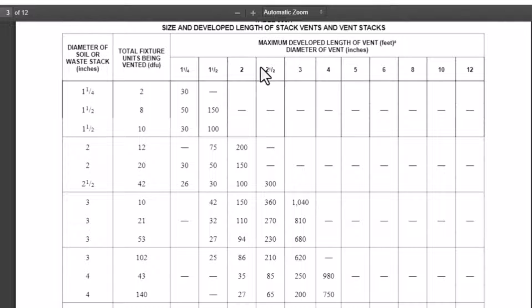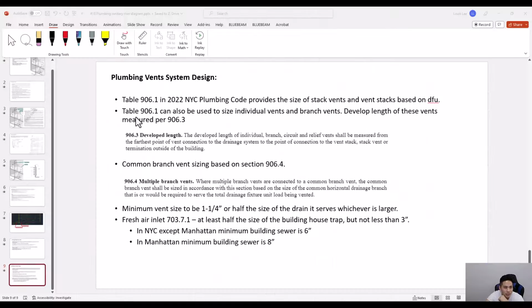Now, if you increase the vent size, then you can have a further distance, because for that same drainage fixture units going through that pipe, you're going to have less friction loss with a larger pipe. So it can go further because of that less friction loss. All right, so that same table can also be used to size individual vents and branch vents.